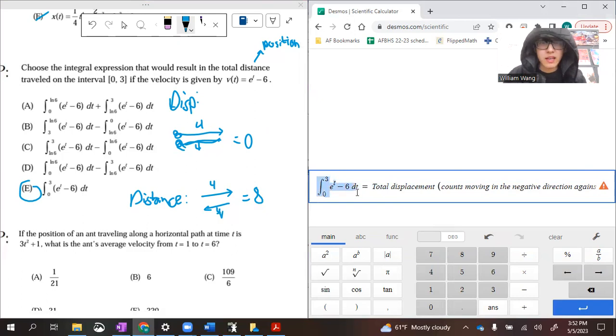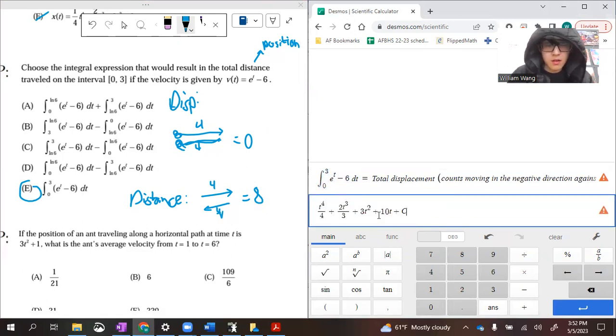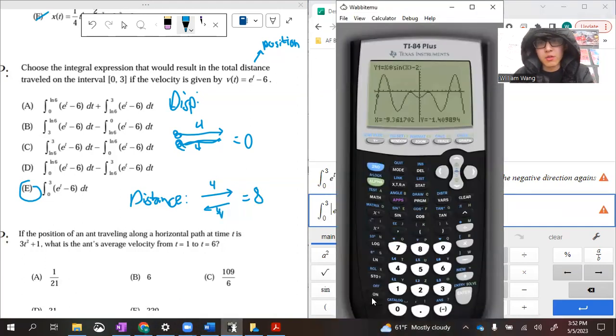Right, so what I want to do is take my integral and find total distance. Well, how do I find total distance? I want to make everything positive. So I'm going to make my function e^t minus 6 completely positive equals total distance. So how might I do that? Well, let's pull up my graphing calculator. This is a graphing calculator sort of problem. I'm going to plot my function, e^x minus 6.